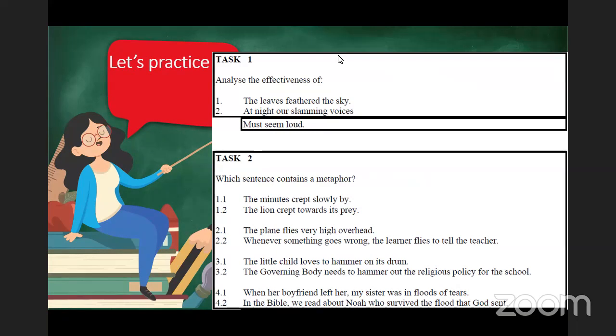The second one: at night, our slamming voices must be loud. So it's a metaphor. It describes the voices as if they were doors.